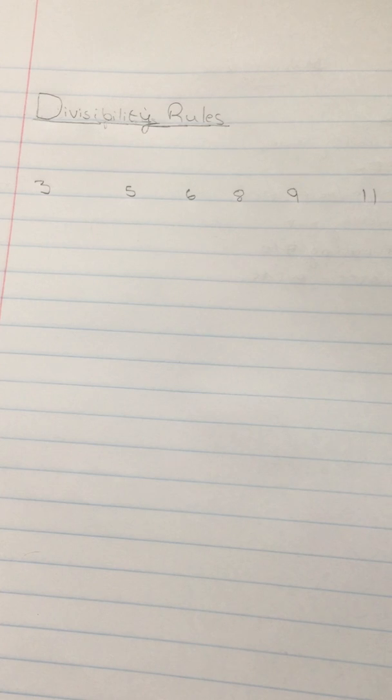Something that they ask you sometimes in the numbers 1 through 10 is the remainder of a certain number divided by a certain number. So we're going to go over divisibility rules today, starting with number 3.